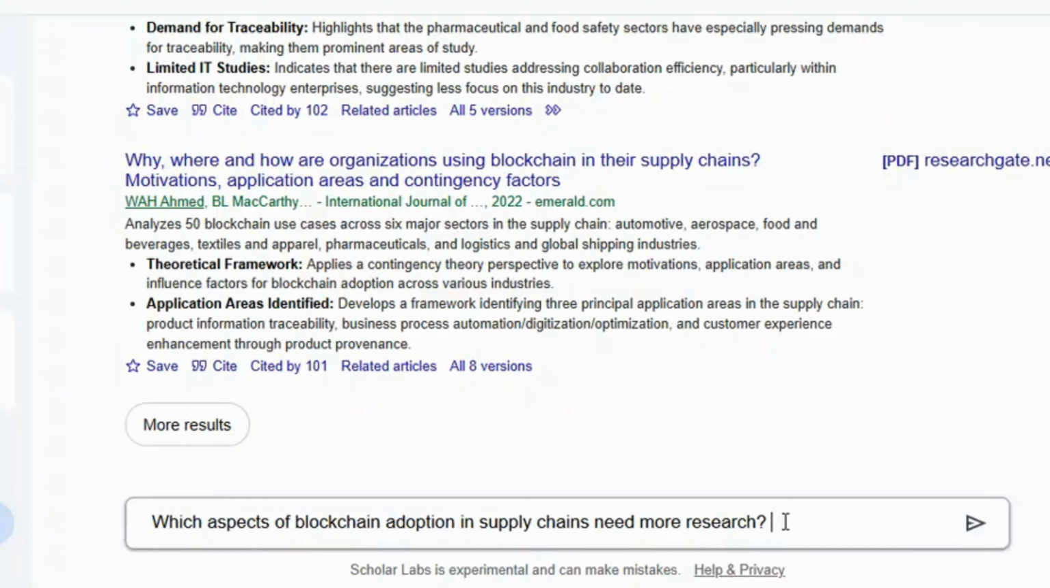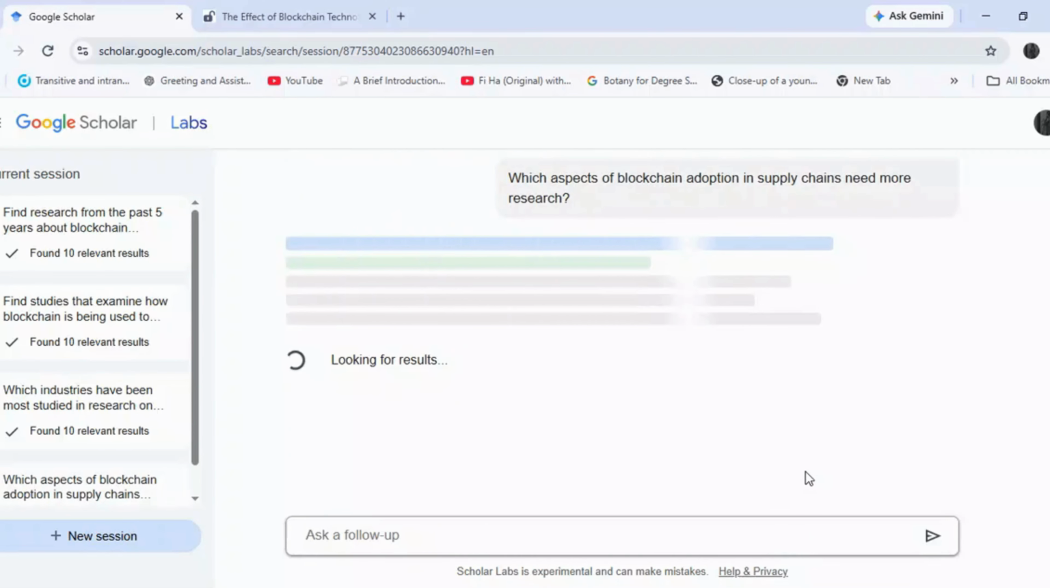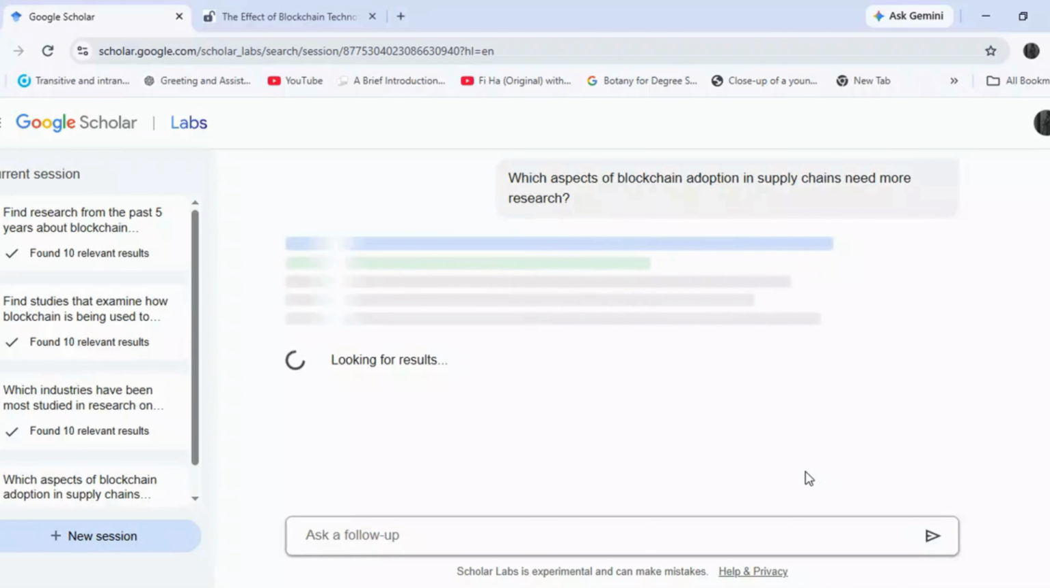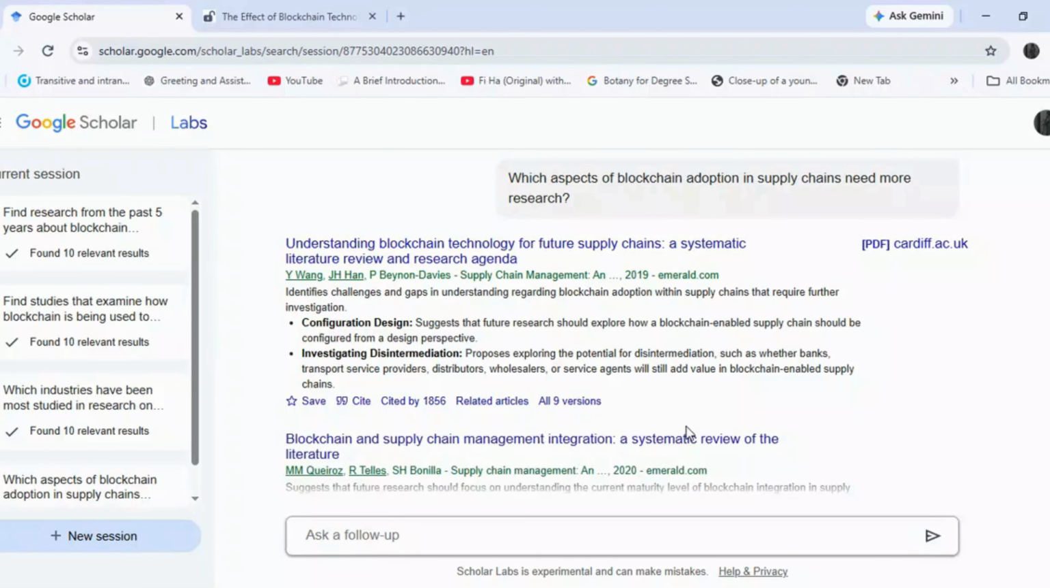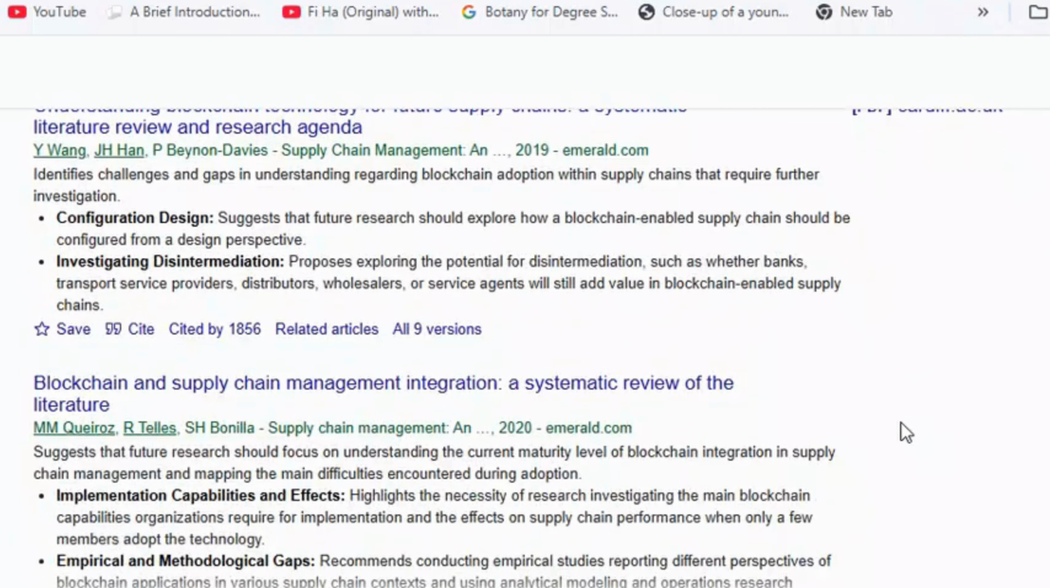For example, I asked, "Which aspects of blockchain adoption in supply chains need more research?" This changes the purpose of the search. Instead of simply asking what researchers have studied, I am asking what still needs to be studied. Some research suggests that more work is needed to understand how blockchain-enabled supply chains should be configured. Other studies identify a need for more empirical research examining blockchain integration.